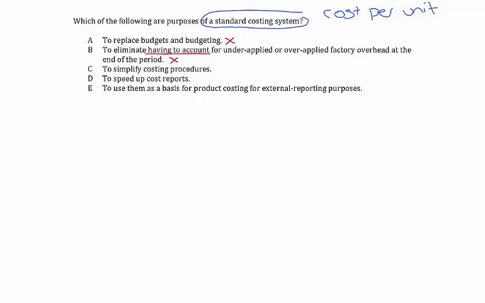To simplify the costing procedures, this is probably correct. Once you've got your costing system, you know what it costs you per unit. If you then want to work out how much it's going to cost you to make 50, you simply multiply the cost per unit by 50 units and you have your total cost for this. And as a result of that, it would also, D, speed up your cost reports.